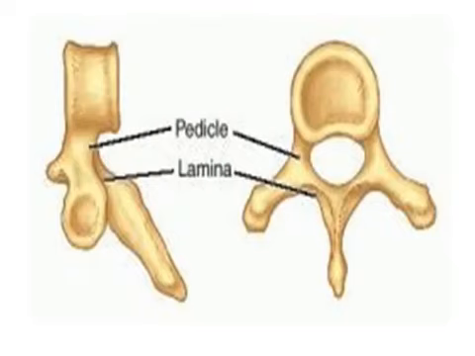This is the vertebra and we can see here the pedicle, which is a pair of two thick processes extending backward from the body of the vertebra. And this is lamina, which is a pair of flat bones that extend backward from the pedicle and medially.